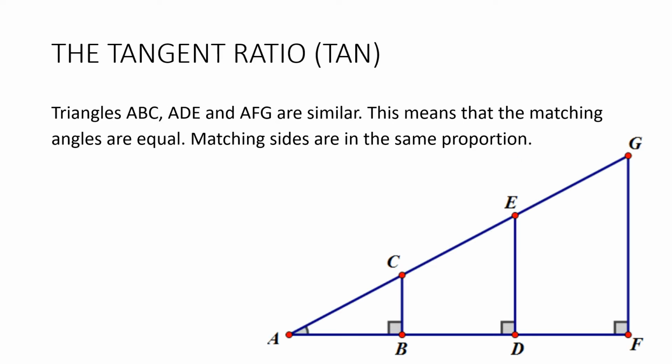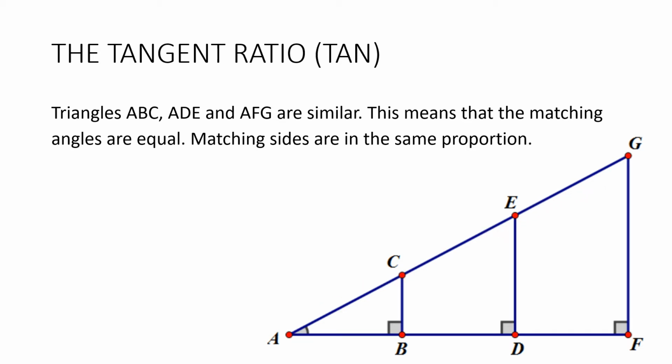Okay, let's move on to defining the trig ratios. We're going to start with the tangent ratio, and the shorthand form is just tan. Let's have a look at this diagram. Triangles ABC, ADE, and AFG are similar. Now, hopefully you remember doing some work on similar triangles. This means that the matching angles are equal, and we can see that here. We've got a right angle, and we have a common angle. And because of the angle sum of a triangle, these three angles must also be equal.